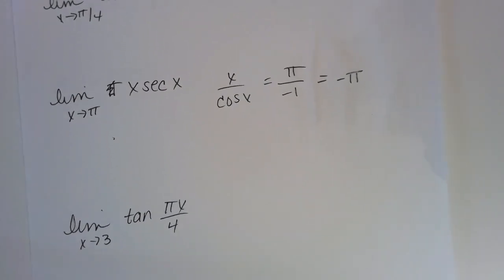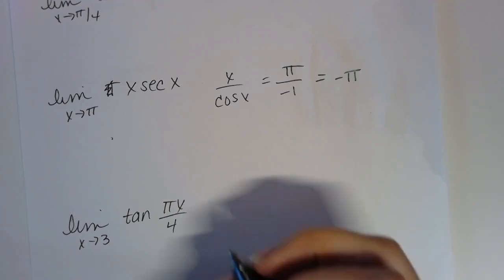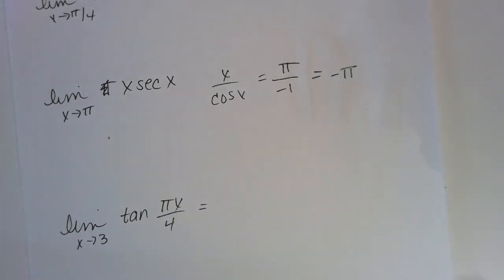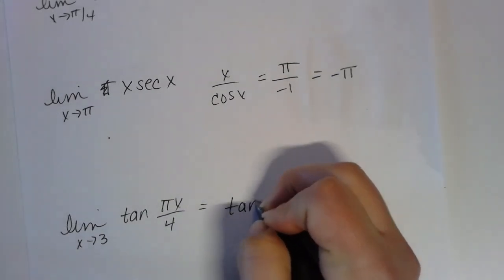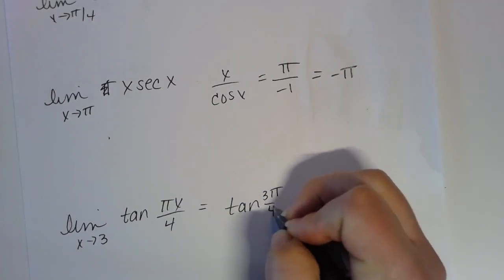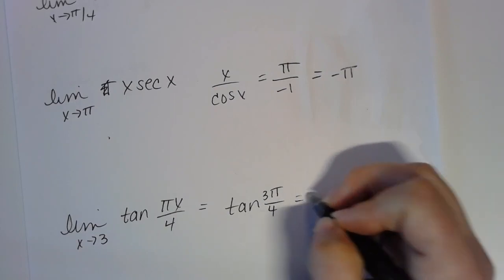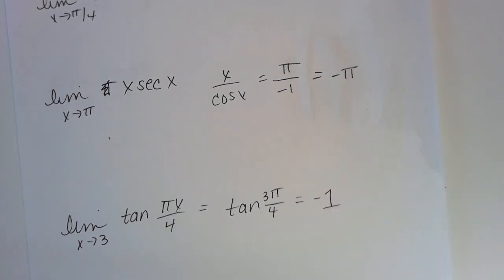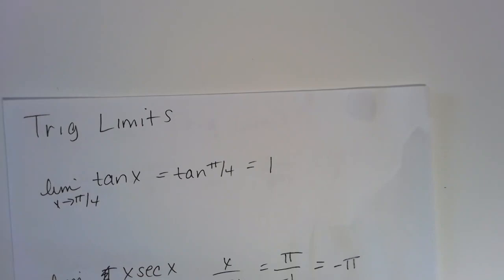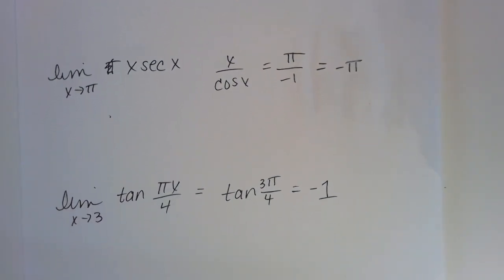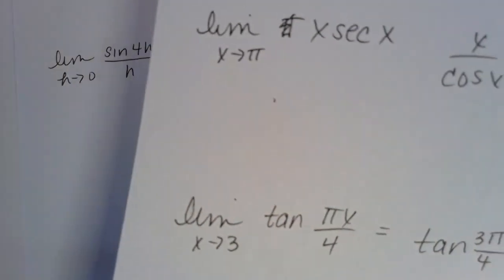Okay, so the limit as x approaches 3 of the tangent of pi x over 4. If I plug in 3 here, nothing bad's going to happen. I'll get the tangent of 3 pi over 4, which I know. This would be in the second quadrant where sine is negative. So this is -1, right? So up here I had the tangent of pi over 4 was 1 because sine and cosine are both positive here, but here in 3 pi over 4, that's in the second quadrant where they're opposite. Okay.